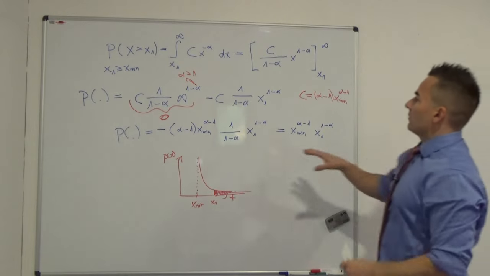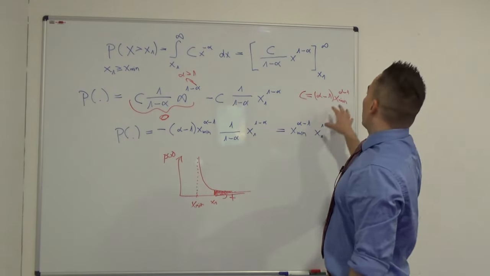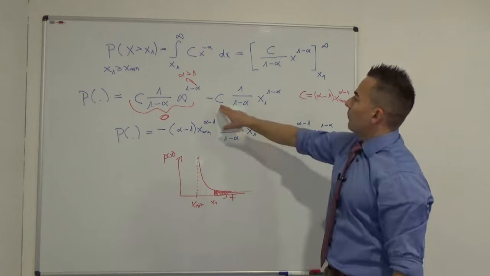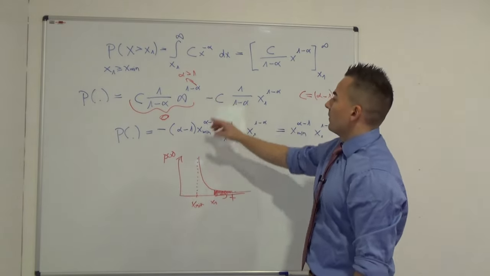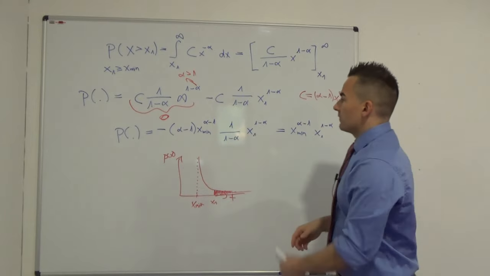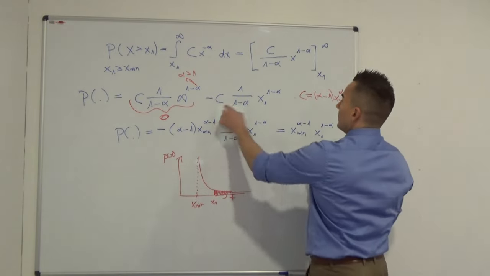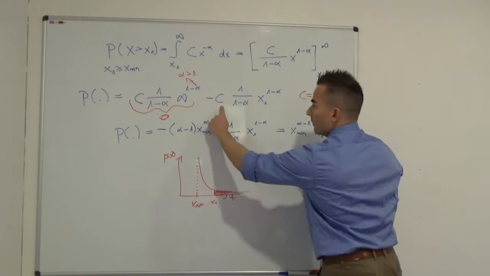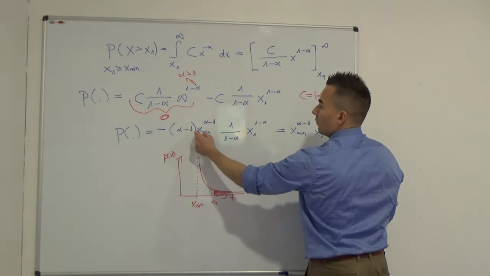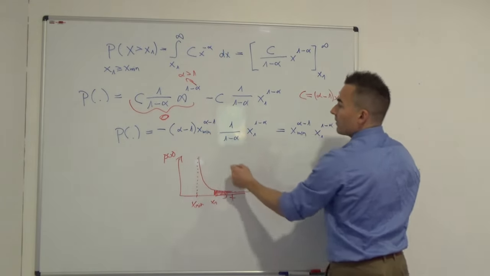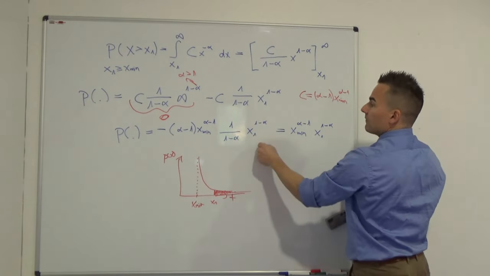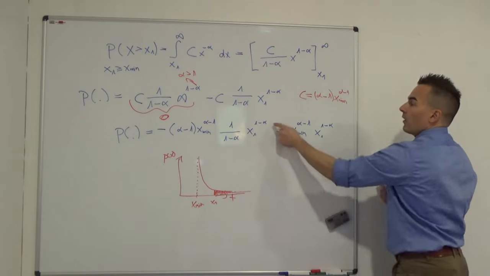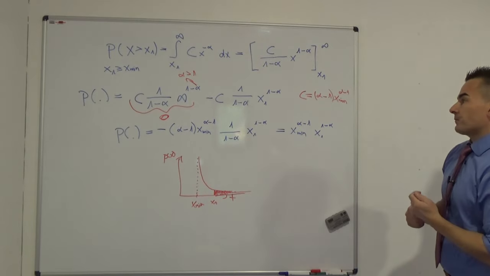So we just plug in the expression for C what it is, and we can move the minus sign outside. So we start with the minus sign here, plug in here C what it is, alpha minus 1 times x minimum to the power of alpha minus 1, times what remains here, it's 1 over 1 minus alpha, times x1 to the power of 1 minus alpha.